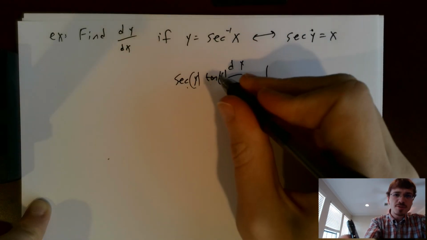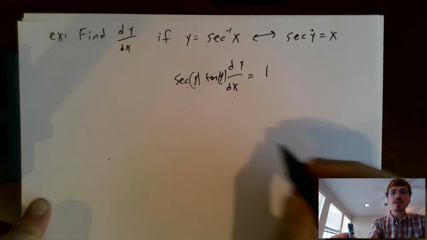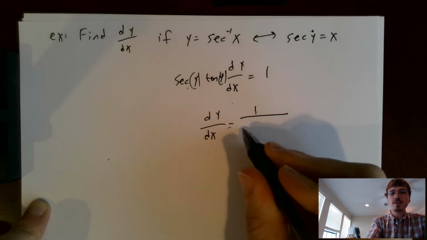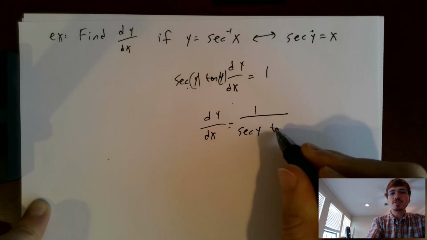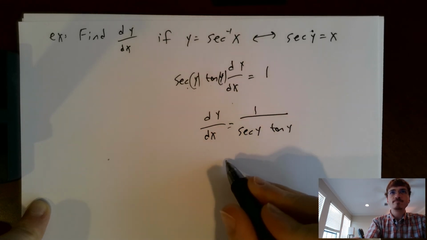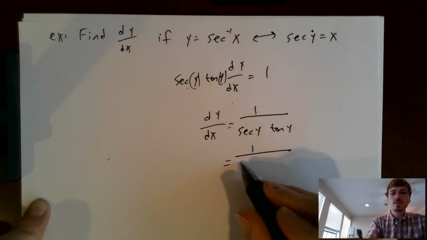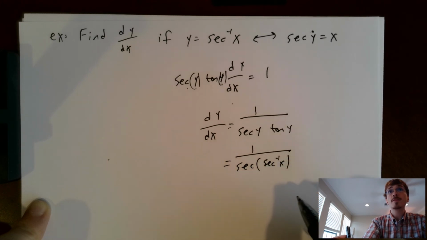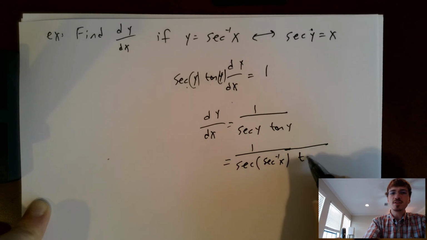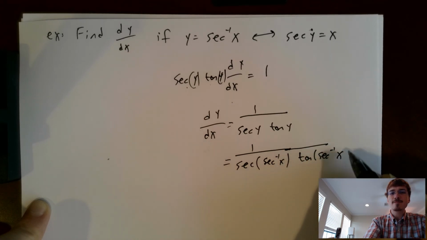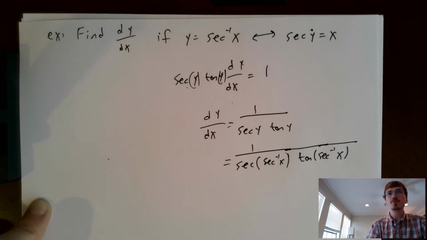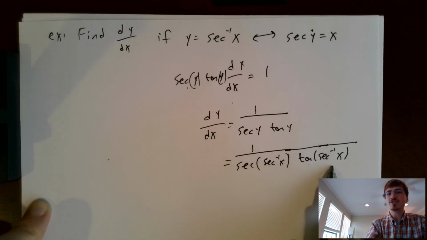Sorry about my messy work here. Let's solve for dy dx. dy dx is equal to 1 divided by secant of y times the tangent of y. And what's y equal to? Well, it's the secant of arc secant of x times the tangent of the arc secant of x. Yeah? Well, this one looks super nice, doesn't it? But what about how do we unpack the tangent of arc secant of x?